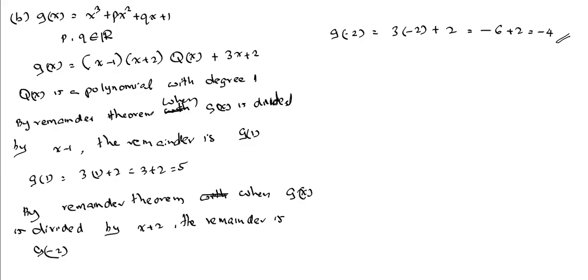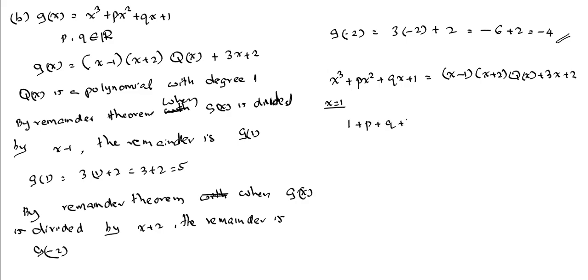Okay, find the value of p and q. They are asking us to find the value of p and q. You can write here x to the power 3 plus px squared plus qx plus 1 equals (x minus 1)(x plus 2)q(x) plus 3x plus 2. Okay, you can substitute x equals 1. What will you get? 1 plus p plus q plus 1 equals 5. So p plus q equals 3. Equation 1.